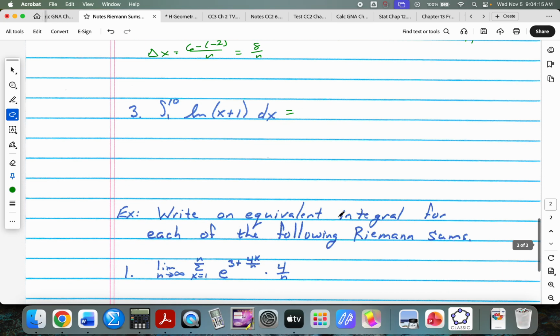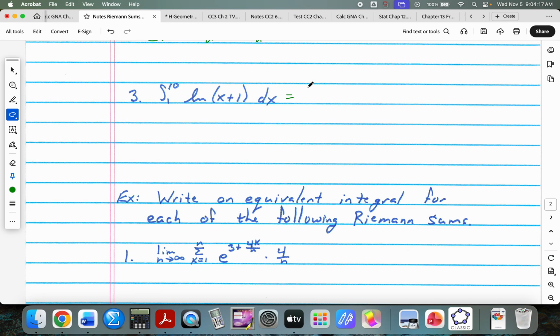All right, one more. This gets to be kind of rote pretty quickly. So the limit as n goes to infinity of the summation as k goes from 1 to n of the natural log of, for the x, we're going to start at 1 plus my delta x is going to be 10 minus 1 over n, so that's 9 over n.